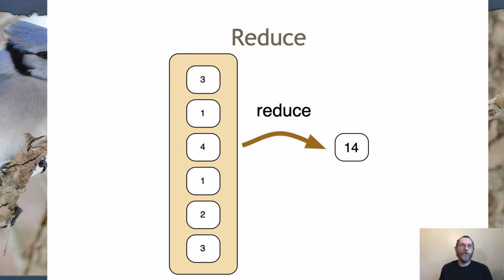And finally, the reduce operation collapses down all of the items on the input stream down to a single object or possibly a single value, such as a single string or a single numerical value like a sum.